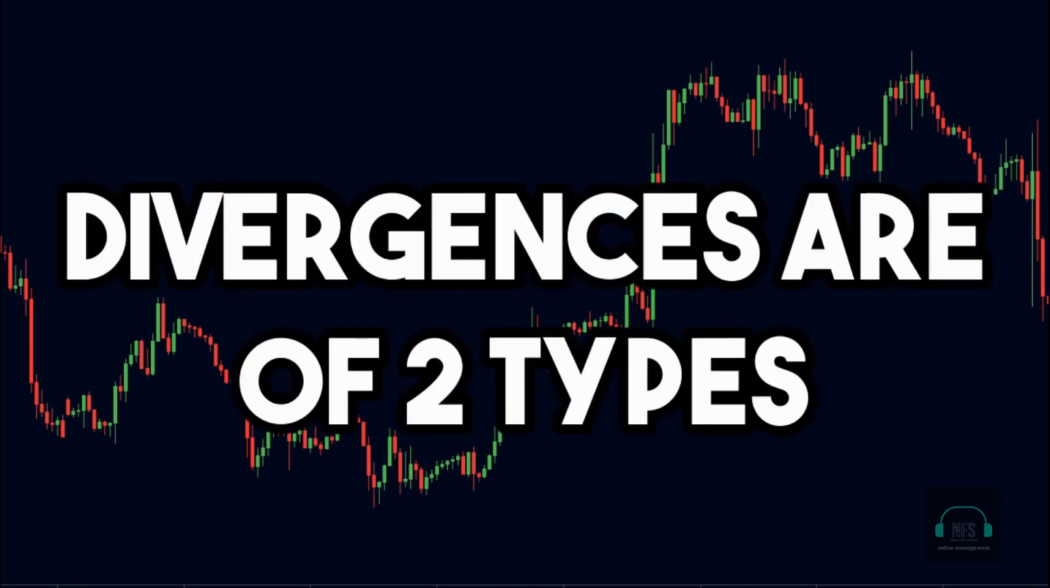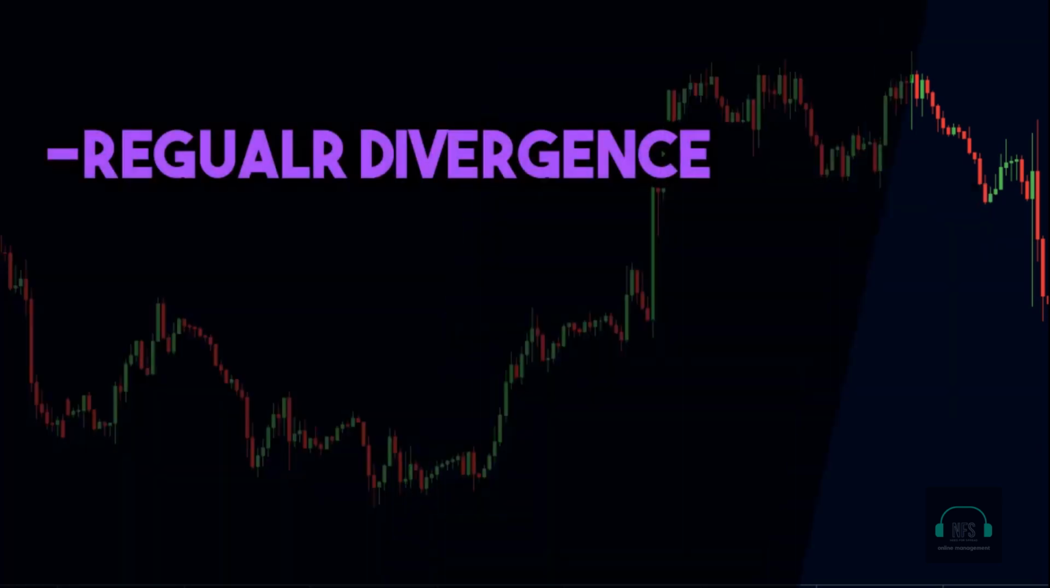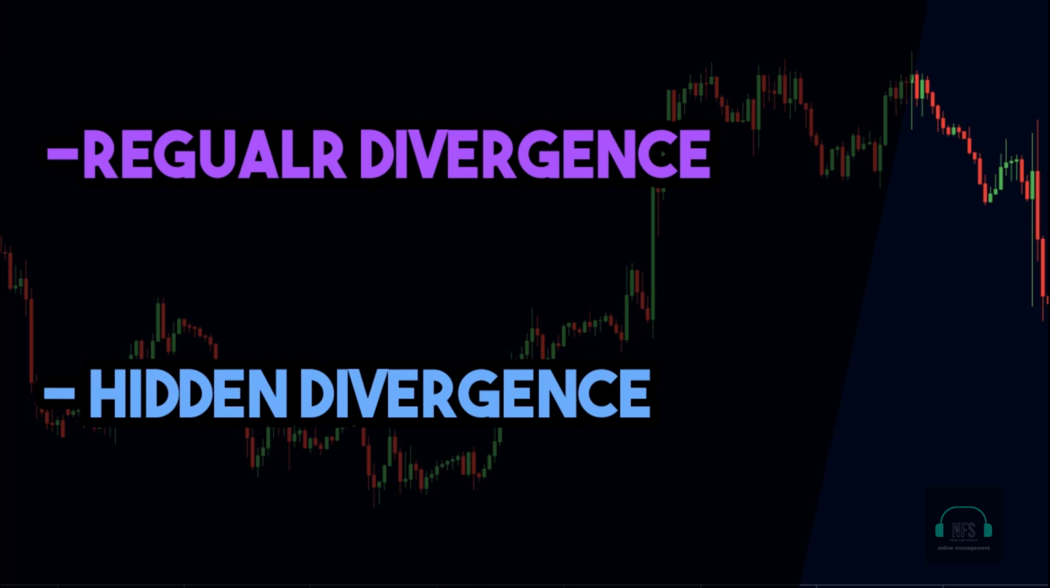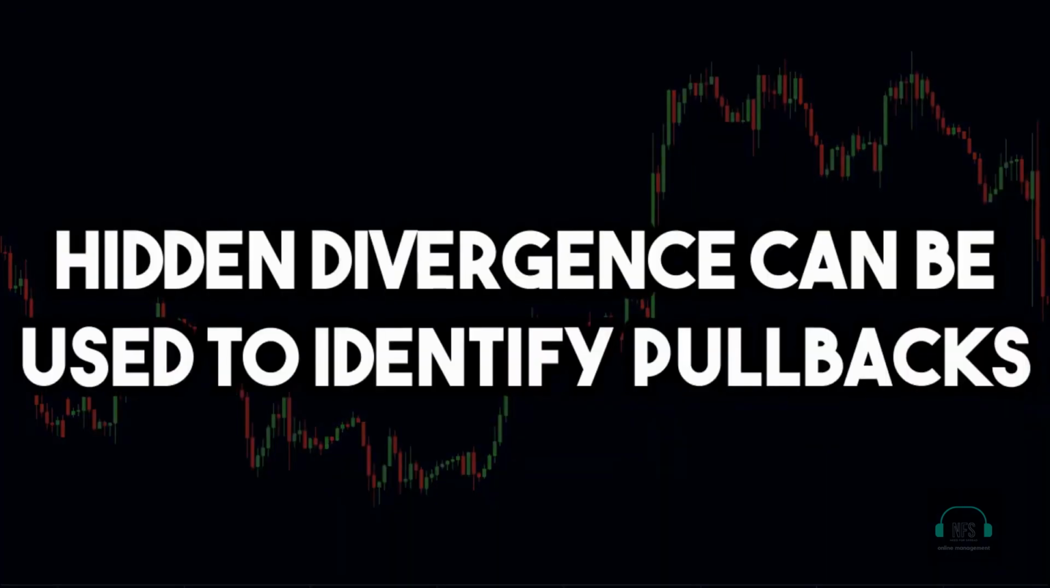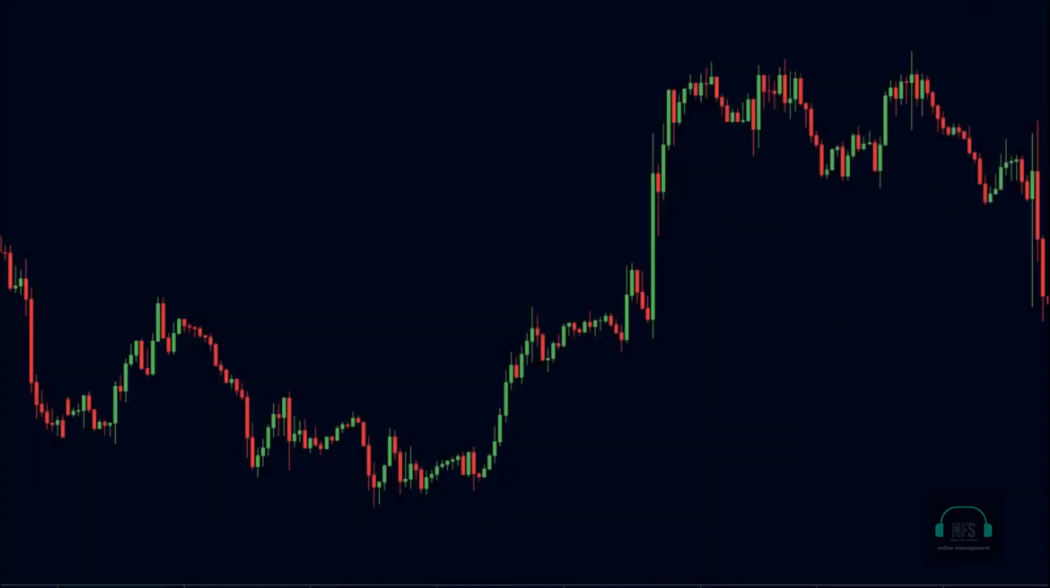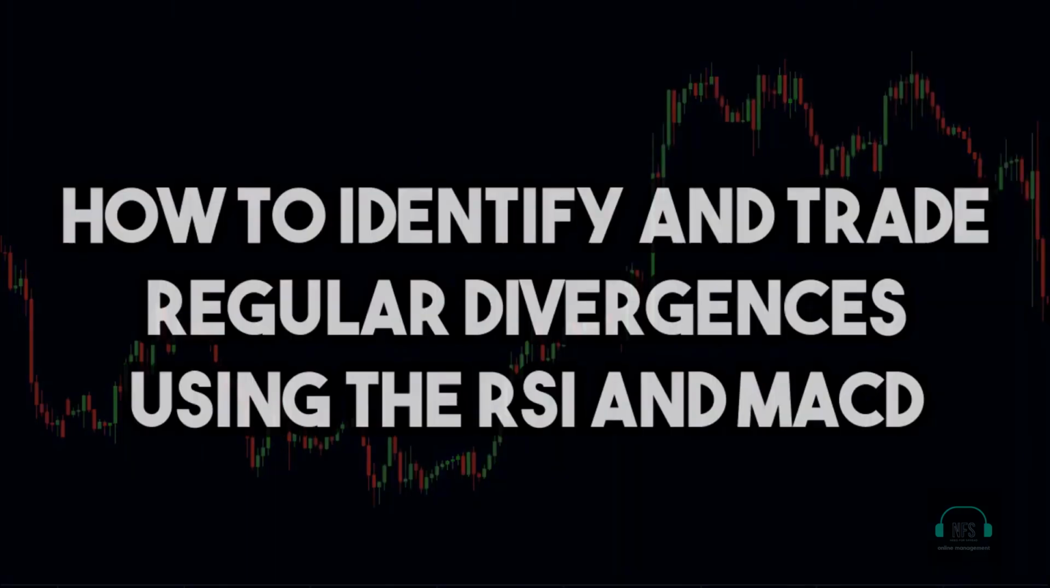Now, divergences are of two types: regular divergence and hidden divergence. Regular divergence is used to identify the tops and bottoms of the market, while hidden divergence can be used to identify pullbacks. In this video, we will only cover regular divergence. We will learn how to identify and trade regular divergences using the RSI and the MACD indicator.